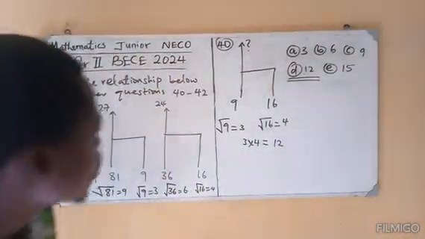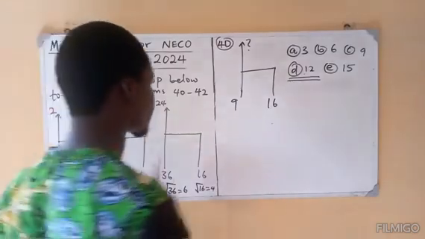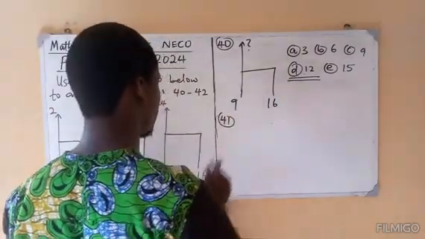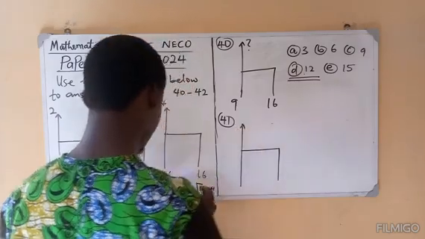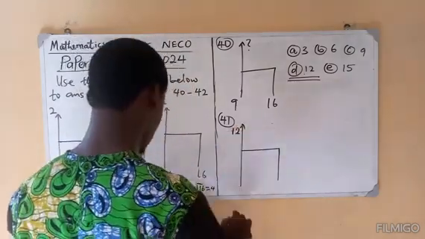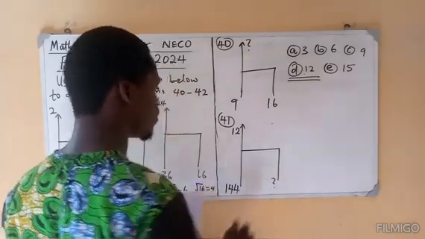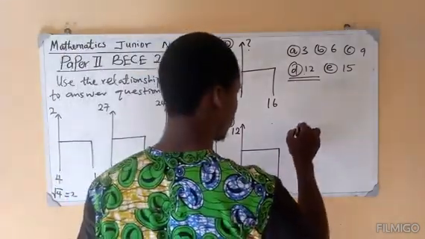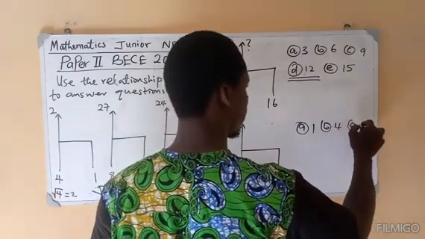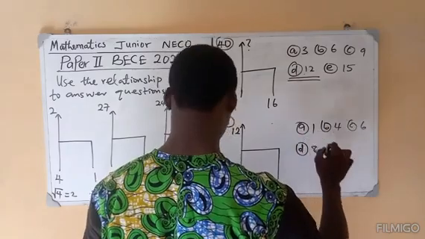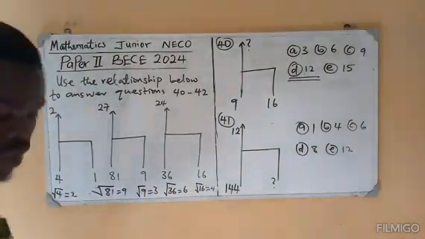So we do the same thing. Question number 41 says, here we have 12, here we have 144, and we are asked to find the number in this position. And the options given to us are 1, 4, 6, 8, and 12. Now let's do the same thing.